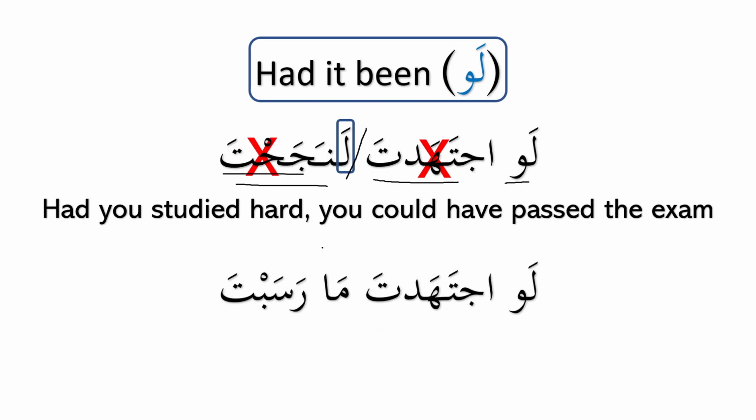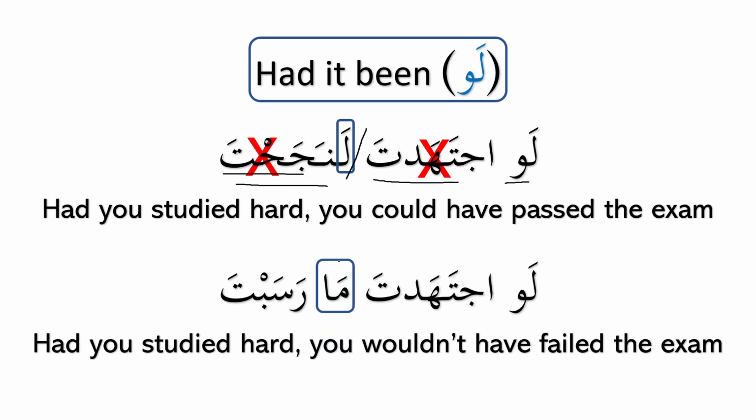If after لو we have a negative sentence, if we have ma after that, then what happens? Then when we use ma, we don't use lam over there. So that's the basic difference. Because it is a negative sentence, ma rasabta. So that's why when we have ma, then we don't have lam. And when we have lam, we don't have ma. Lawij, and we know that waw is sakin, and when we connect it with kasra, lawijtahadta ma rasabta. Had you studied hard, you wouldn't have failed the exam. So now, the thing is the same, that the person didn't work hard and he didn't succeed.